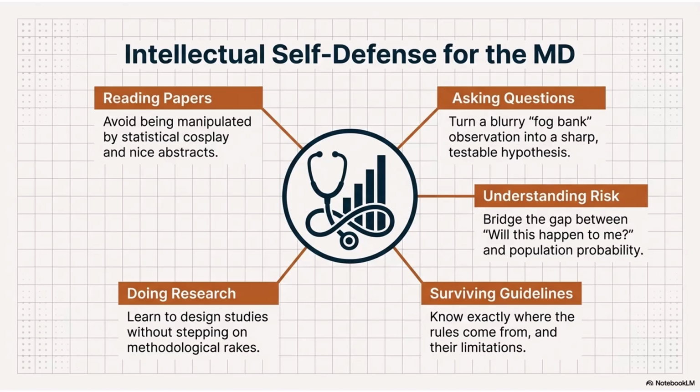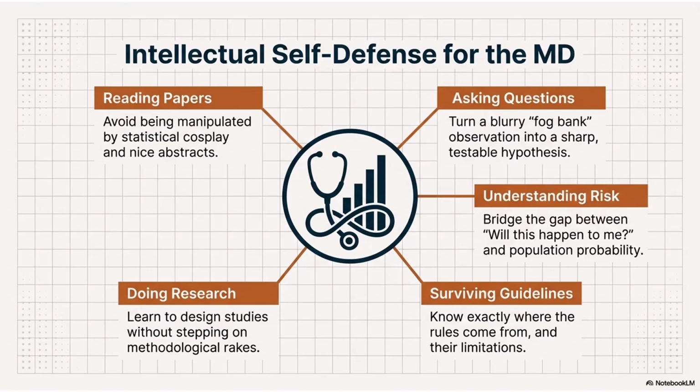Reason number 4, to connect the individual to the system. A clinician sees a patient with uncontrolled asthma. An epidemiologist asks, is this about adherence, air pollution, housing quality, healthcare access, medication cost, smoking in the household, seasonality, neighborhood deprivation? That is not abstract public health fluff. That is clinically relevant reality.